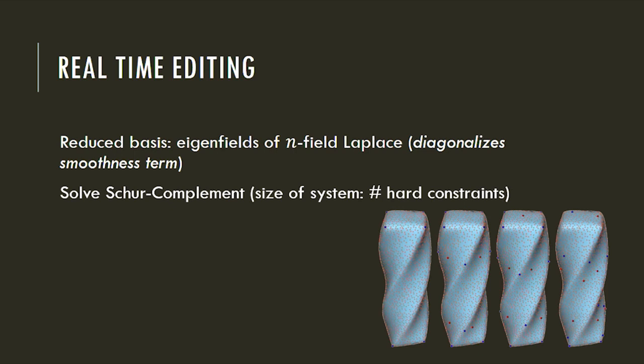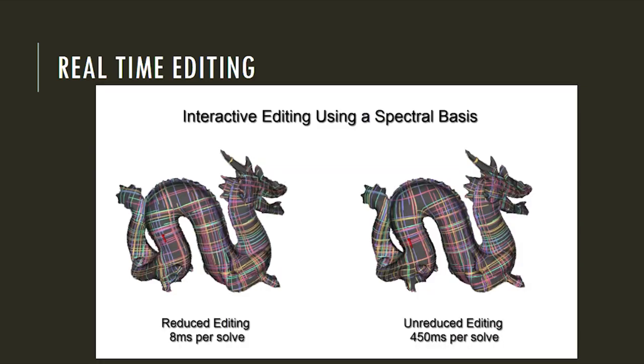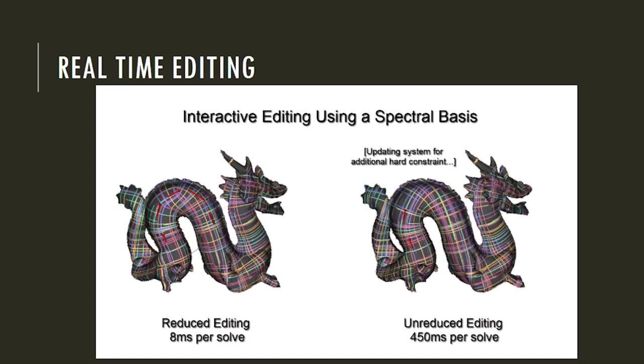So this lets us solve for smoothest n-fields very efficiently, and here we can see the comparison when editing 4-fields on this, I think, 300,000 vertex mesh. On the left, the reduced system, we have a direct response. The field is directly computed and shown, 8 milliseconds per solve, while on the right-hand side, the unreduced system, we have to wait for half a second every time we change the constraints. And when we add new constraints, we actually need the system to refactorize, which can take several seconds.